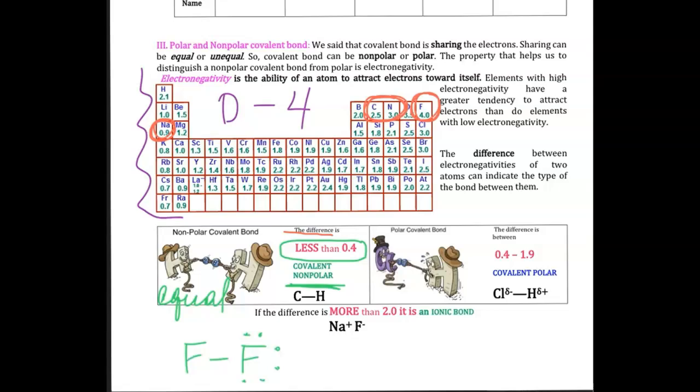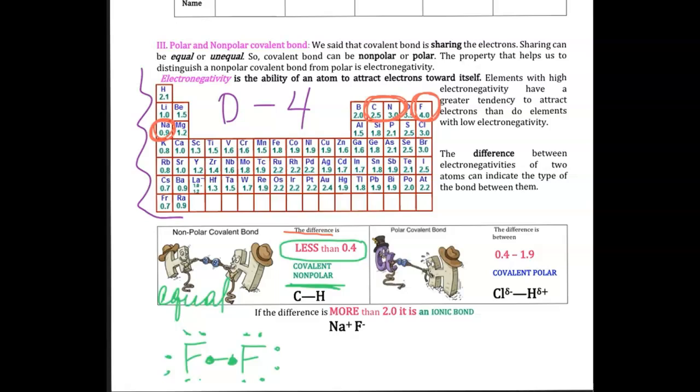Fluorine is a very electronegative atom. Its electronegativity is the highest, 4. But all fluorine atoms have the same level of electronegativity. That's why the difference is 0. This bond is a covalent non-polar bond.